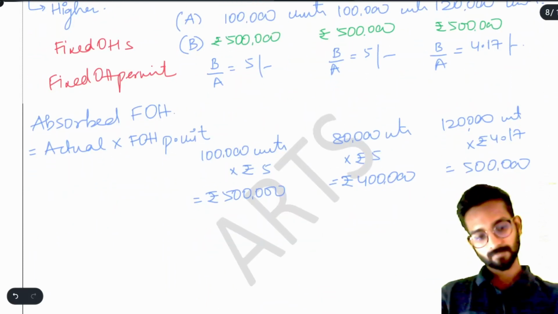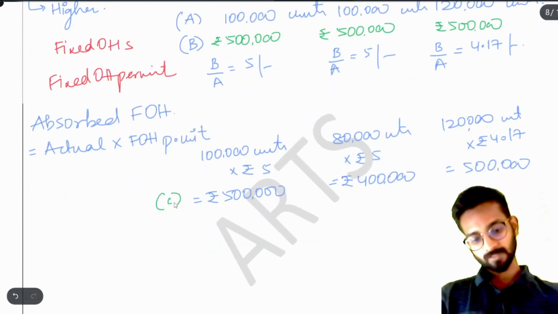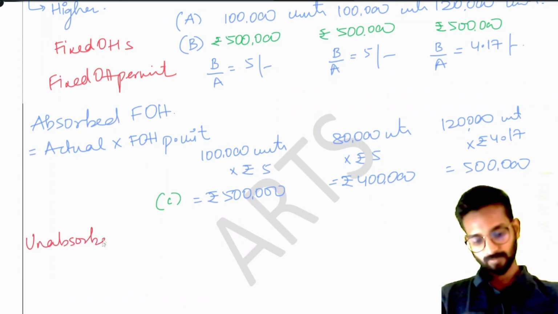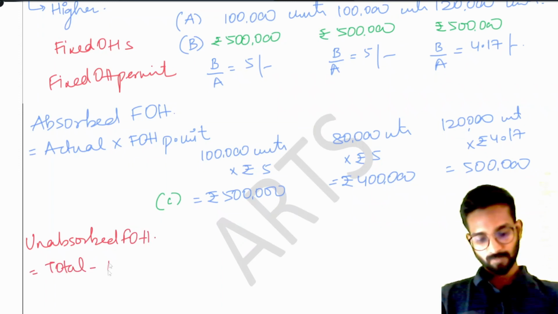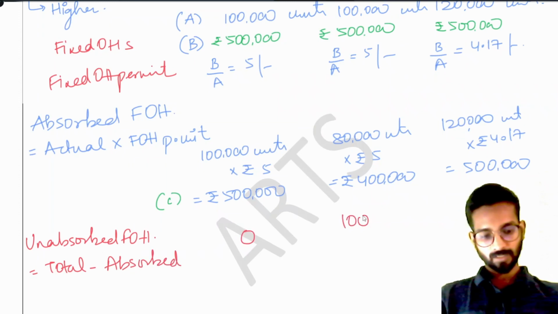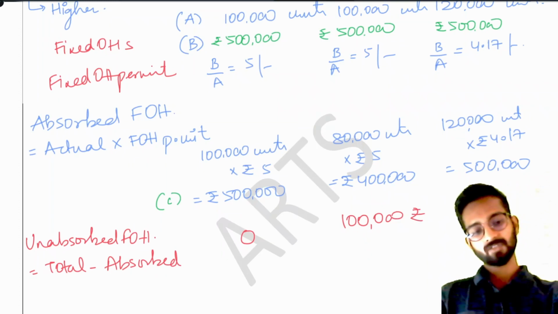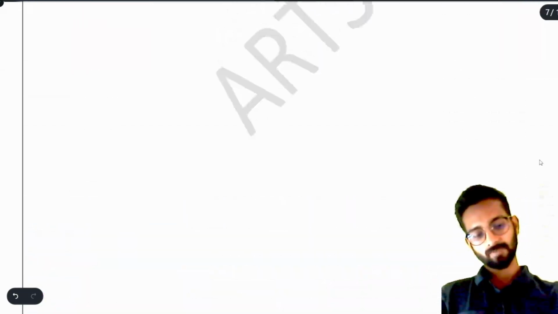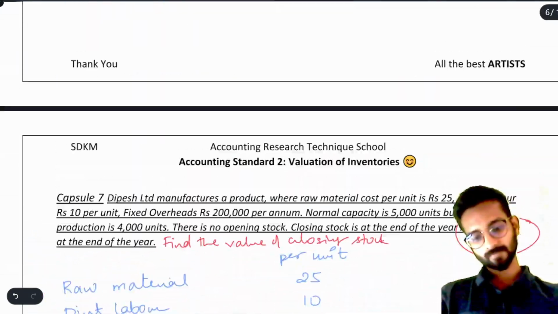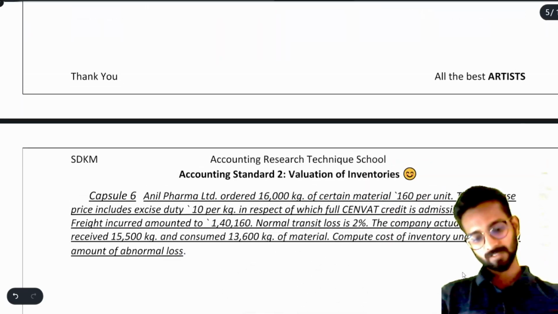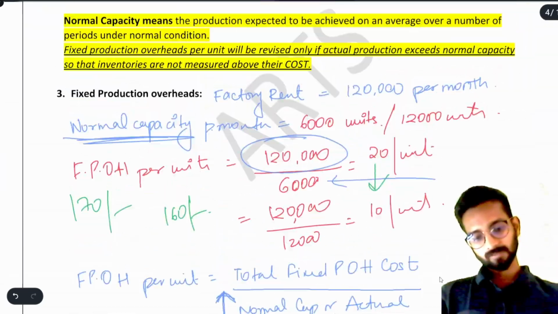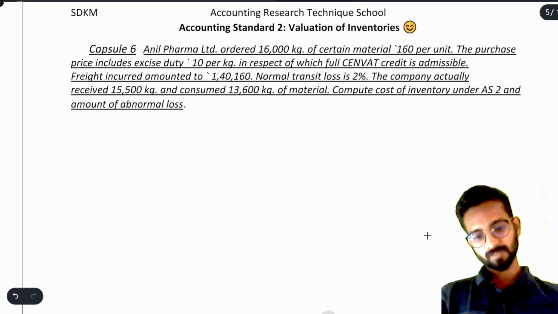You can name it as C, and we can write your formula. Unabsorbed fixed overhead is how much? Total minus absorbed. 0, 1 lakh rupees, 0. Understood? This is your fixed overhead concept. Now after this, the past manufacturing is done. Okay, this was our fixed production overhead. We will do capsule number 6 now.